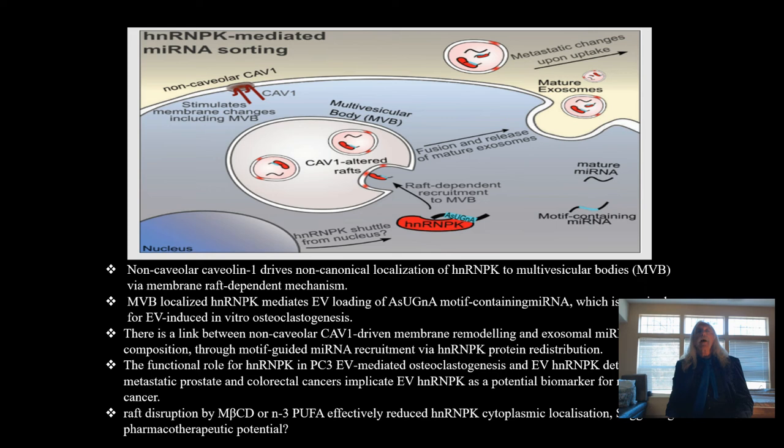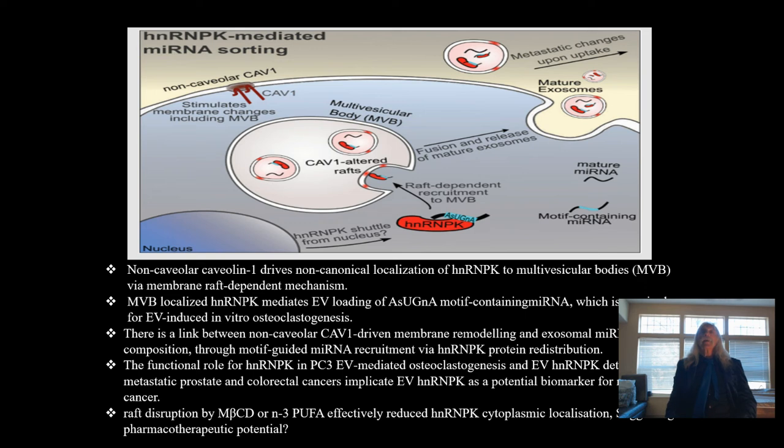So MVB localized the HNRNPK mediated EV loading of that ASUGNA motif containing microRNA, which is required for EV induced osteoclastogenesis in vitro. This is what happens when you get it in vitro. You have that RNA, you get in vitro osteoclastogenesis. That is a component of the metastatic delivery of these exosomes because it's got that microRNA. It induces that.